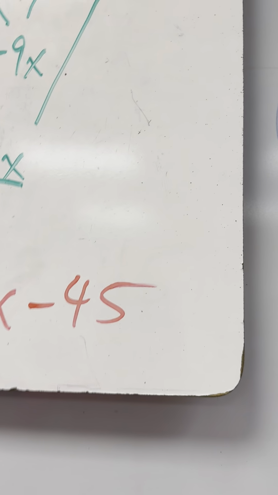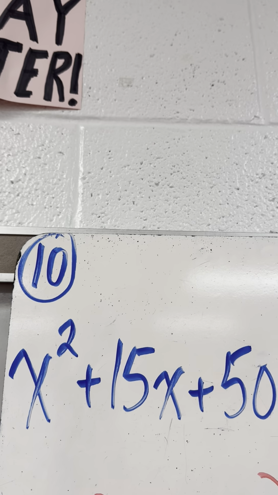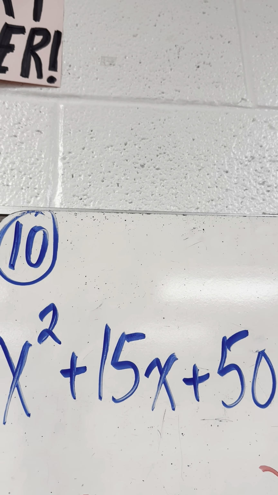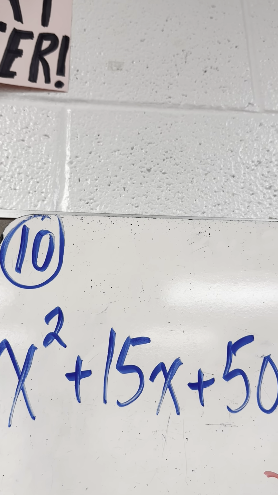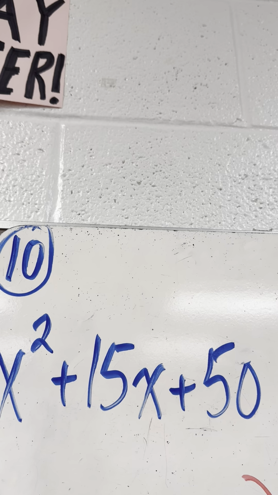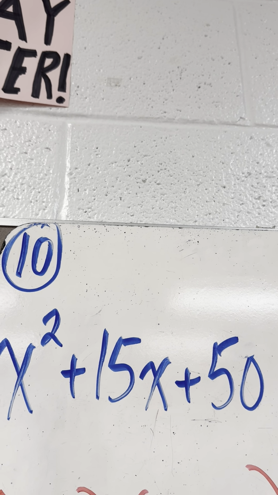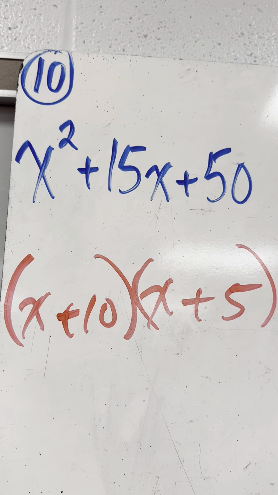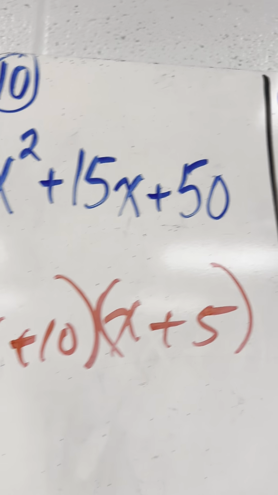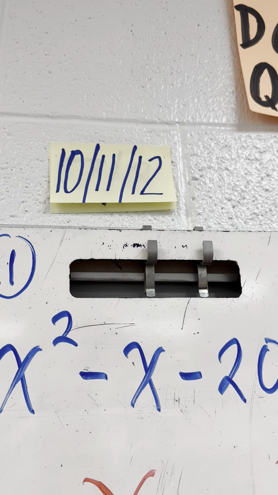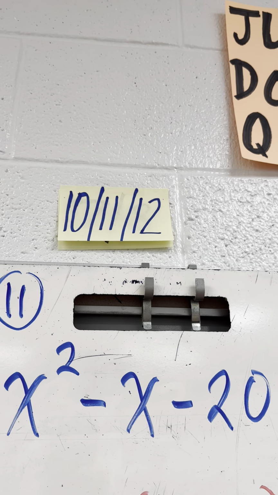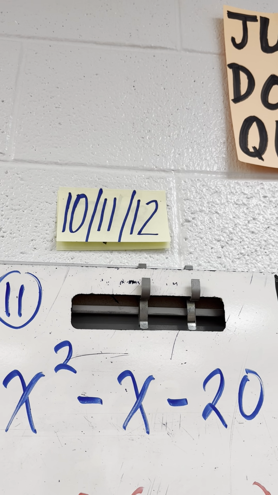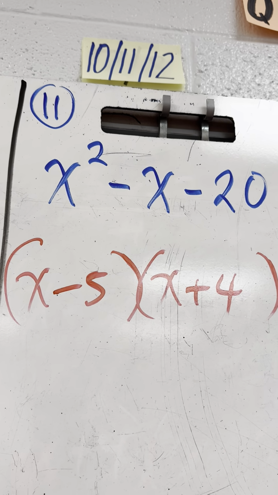So we're going to factor x squared plus 15x plus 50. X times x is x squared. What times what makes 50 that added together makes 15? 10 and 5. X squared minus x minus 20. What times what makes negative 20 that added together makes negative 1? X minus 5, x minus 4.